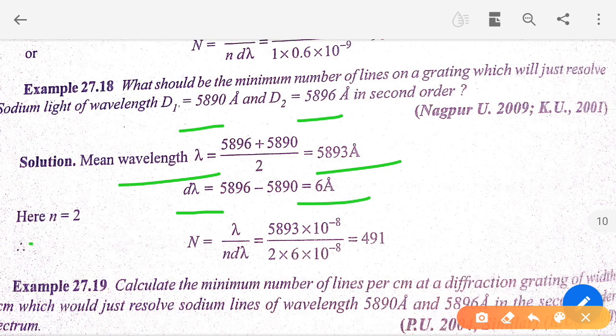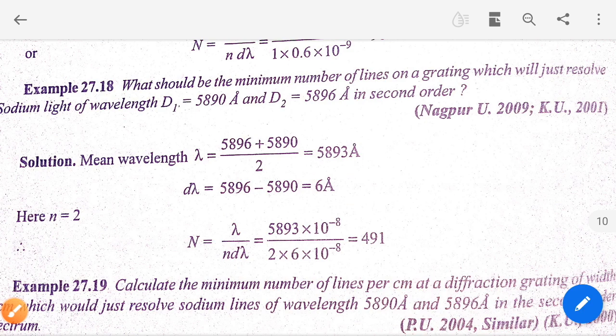We know that for the order n equal to 2, N is equal to lambda by n d lambda. Put in the lambda value, order value, and d lambda value, and we get the value 491, which is the minimum number of lines present for the second order.